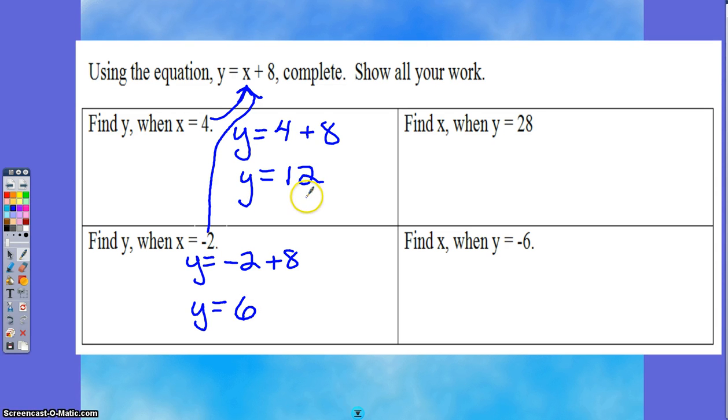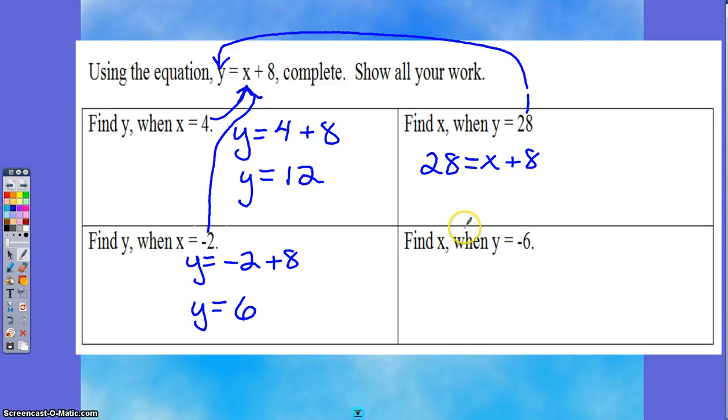y equals 12. So now this is different. We need to figure out what x is, and you are given y. So the y value of 28 needs to go into the y slot. Be very careful. Don't put it in the x slot. So now our equation looks like 28 equals x plus 8.